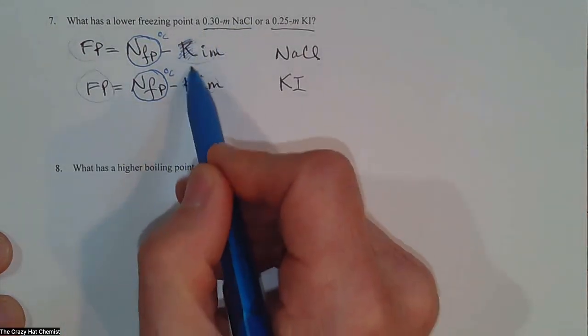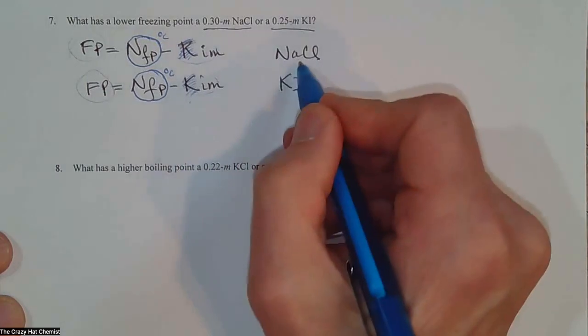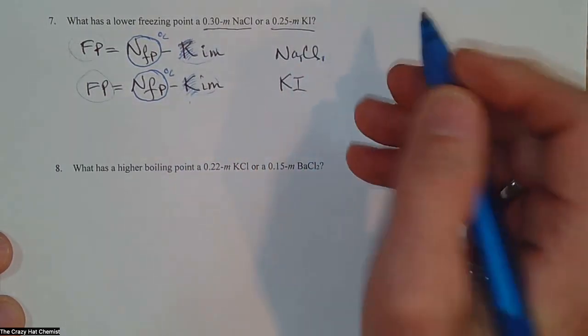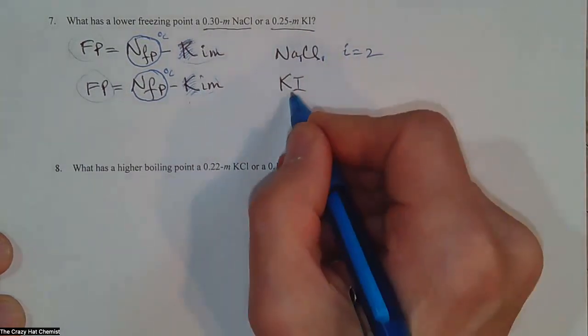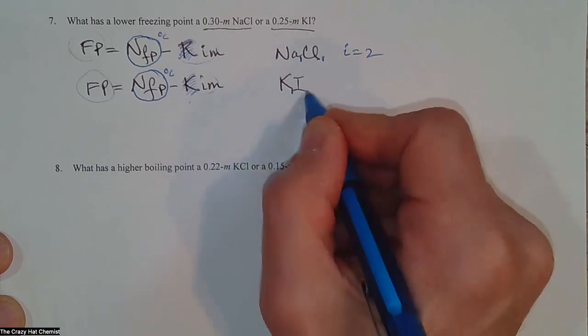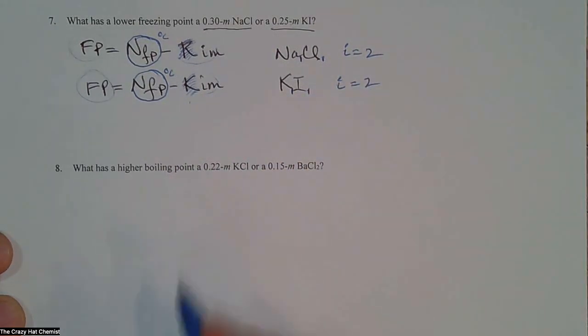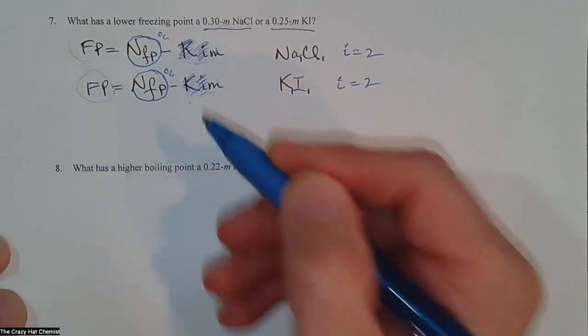So since the constant is the same, now I'm going to find out what the Van't Hoff factor is for both of these. Sodium is 1 cation and chloride is 1 anion. So it's a Van't Hoff factor of 2 for sodium chloride. Potassium iodide, 1 cation, 1 anion. The Van't Hoff factor for potassium iodide is 2. That means that the Van't Hoff factor for both of these is also a constant.